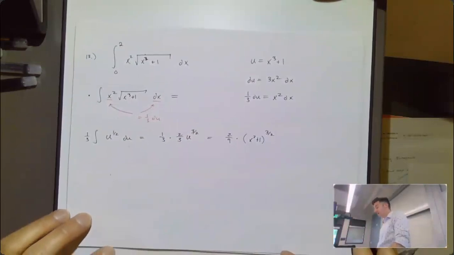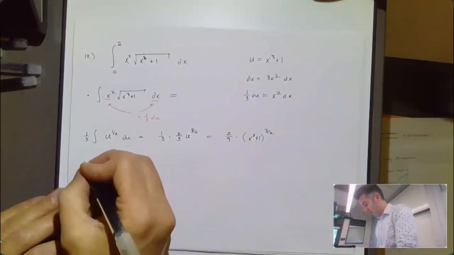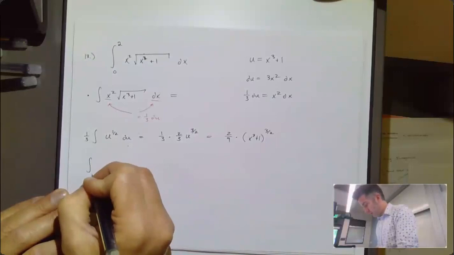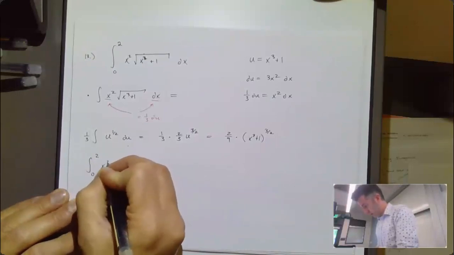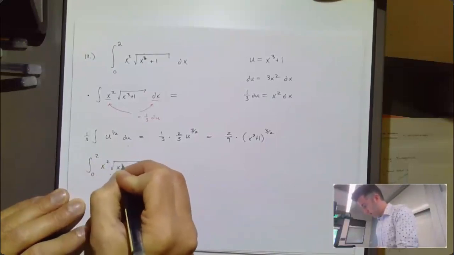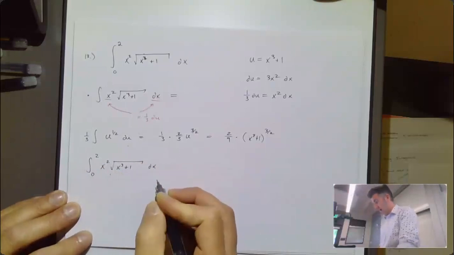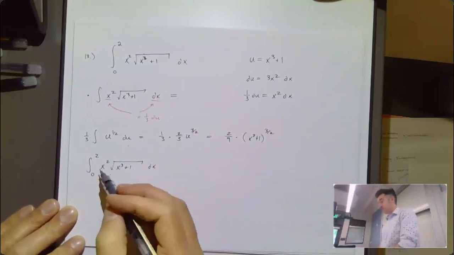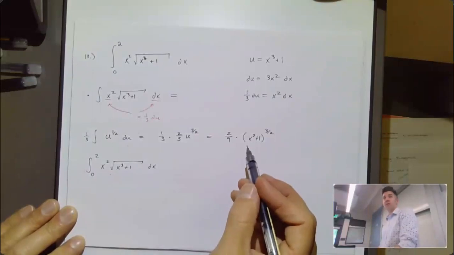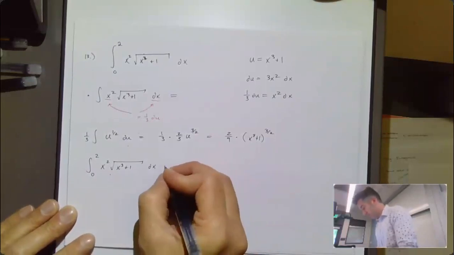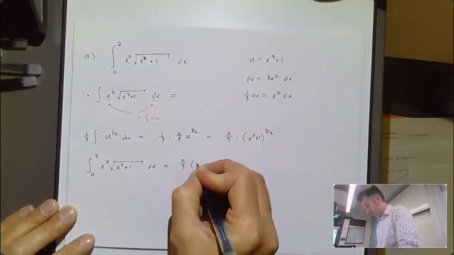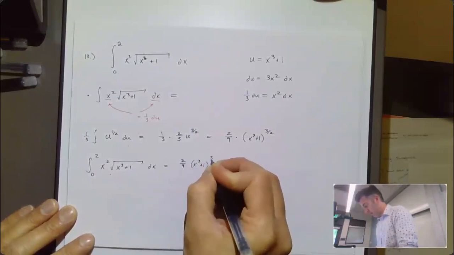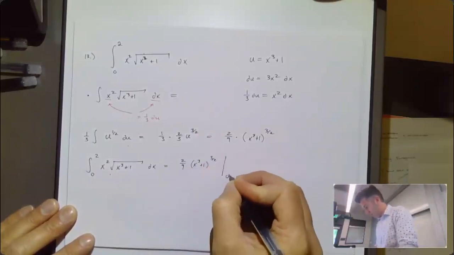So then I can rewrite my definite integral in the following way. The integral from 0 to 2 of x squared times the square root of x cubed plus 1 dx. I just found the antiderivative of that. It's 2/9 times x cubed plus 1 to the 3/2. This is going to be 2/9 times x cubed plus 1 to 3/2 evaluated from 0 to 2.